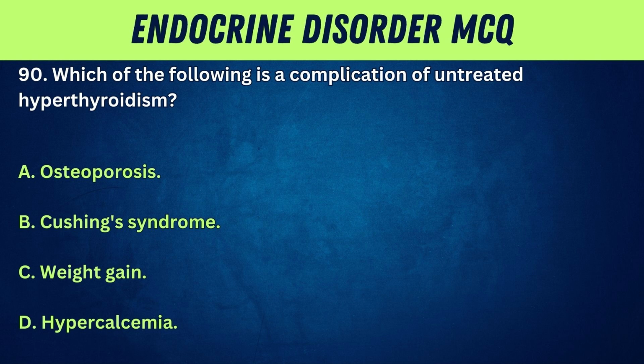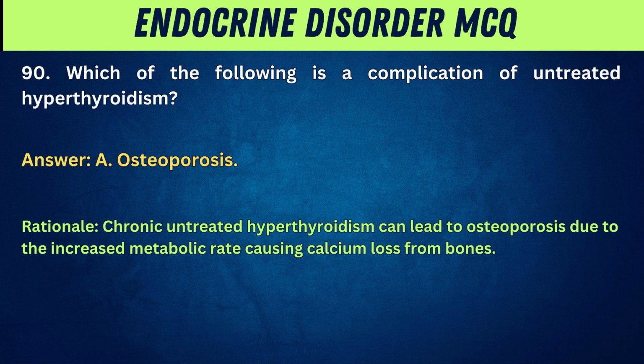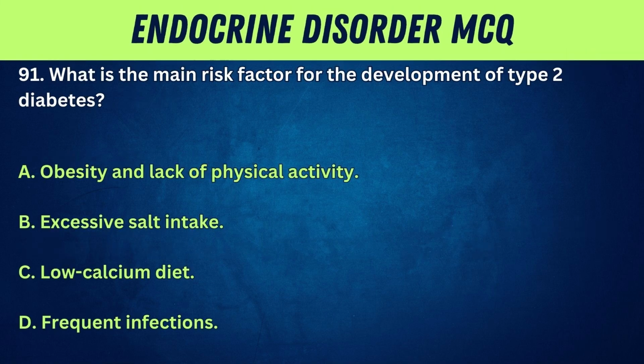A. Osteoporosis. B. Cushing's syndrome. C. Weight gain. D. Hypercalcemia. Answer: A. Osteoporosis. Rationale: Chronic untreated hyperthyroidism can lead to osteoporosis due to the increased metabolic rate causing calcium loss from bones. 91. What is the main risk factor for the development of type 2 diabetes?